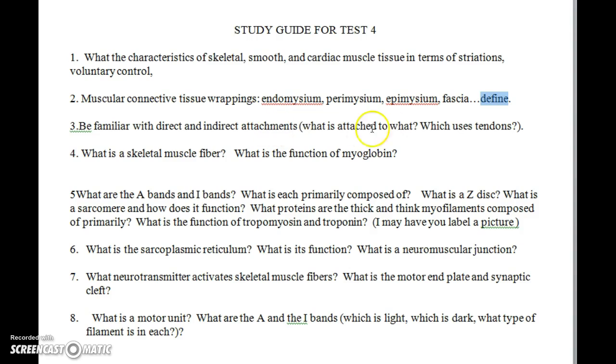Be familiar with direct and indirect attachment. Watch here. So remember, one uses a tendon, one doesn't. Know which one uses a tendon and which one doesn't. That's just probably pretty obvious. For the one that doesn't use a tendon, know kind of how it still attaches to the bone. It's got to do with wrappers.